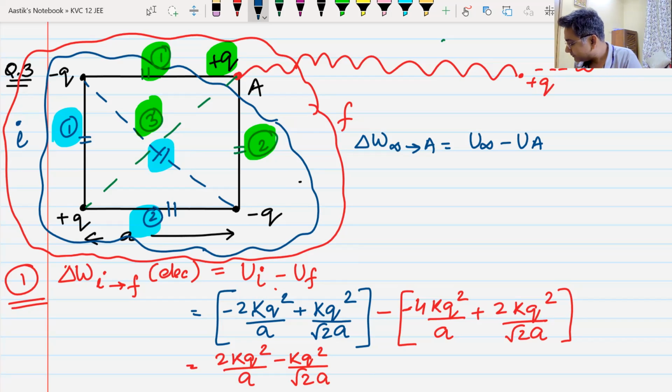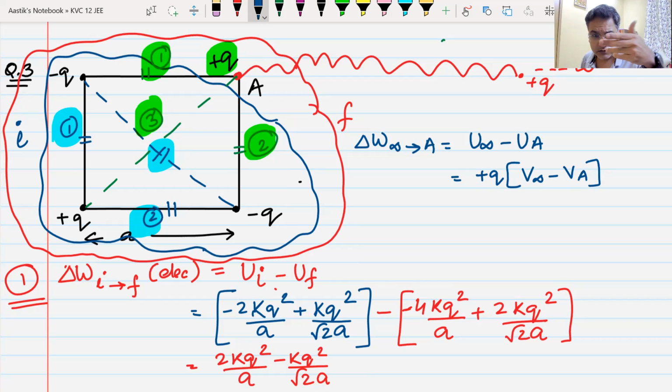So far, so good. So that will be equal to, if I multiply this charge by the potential difference between infinity and point A, that is how potential difference is defined. Energy difference is charge multiplied by potential difference. Yes or no? Yes, sir. Everyone understands what I've written here?